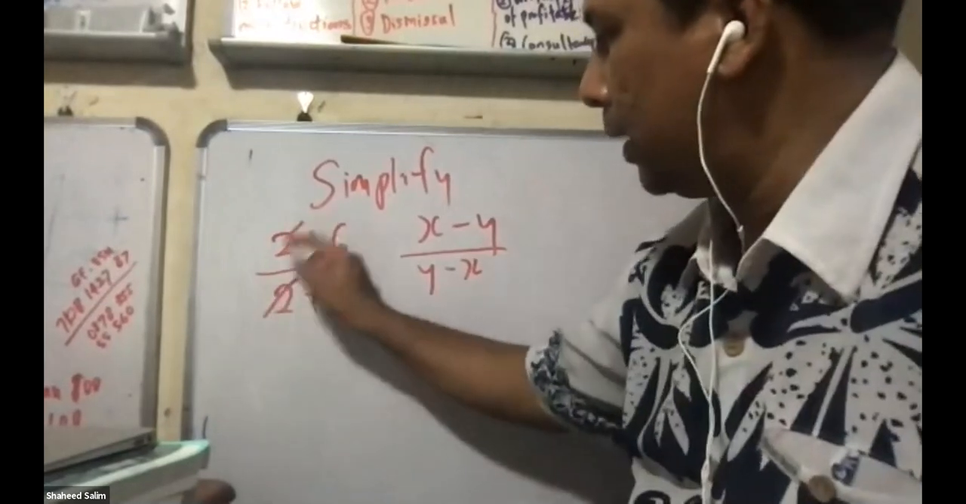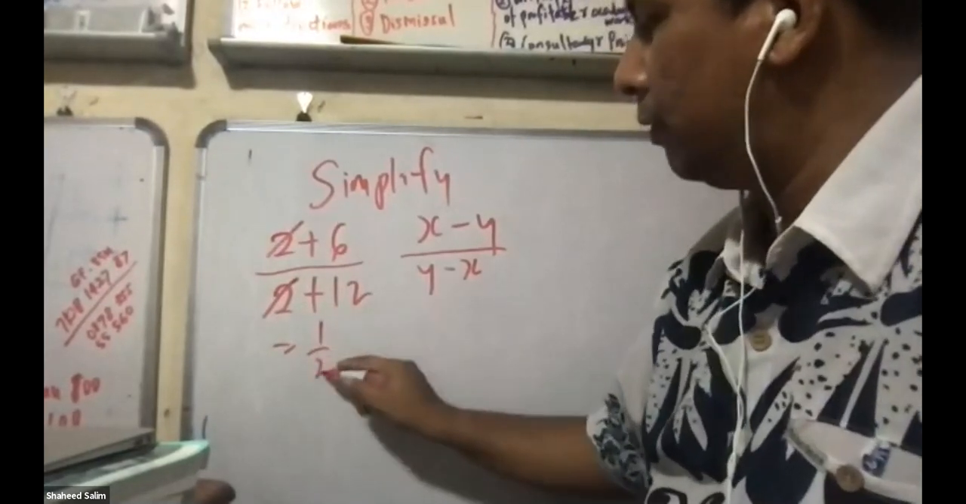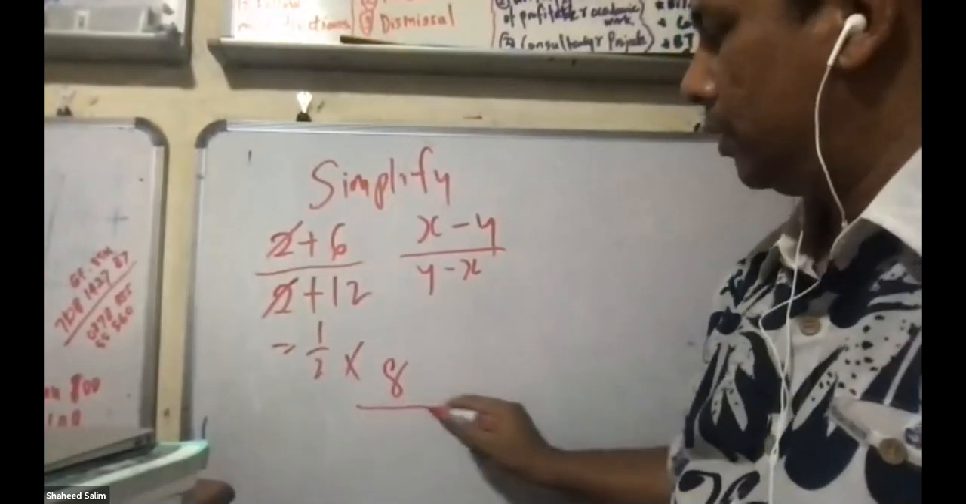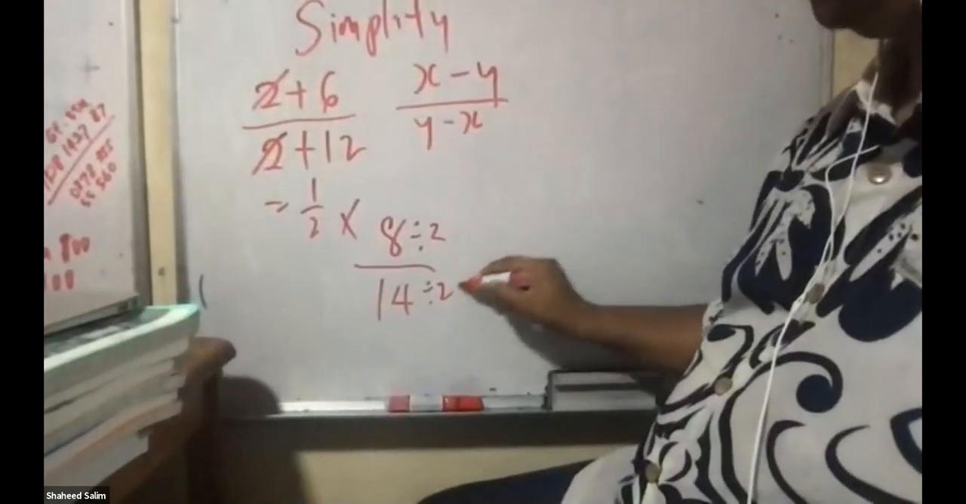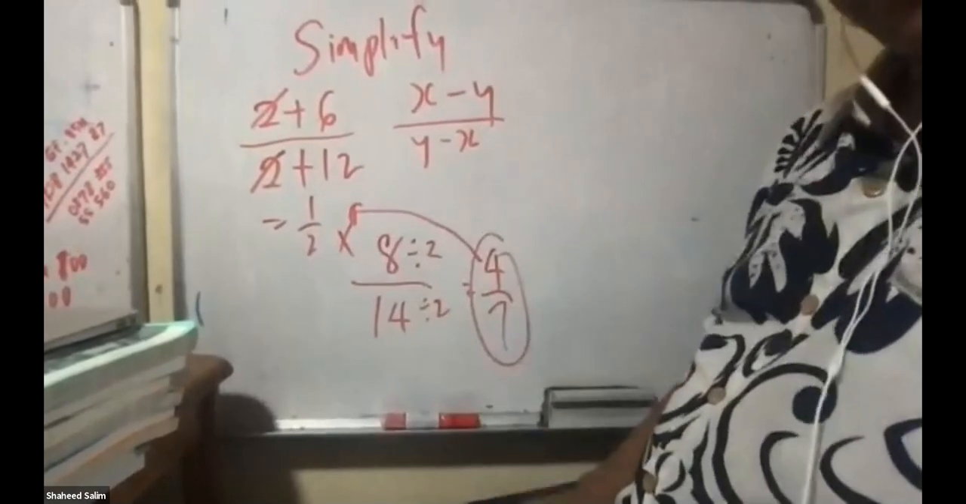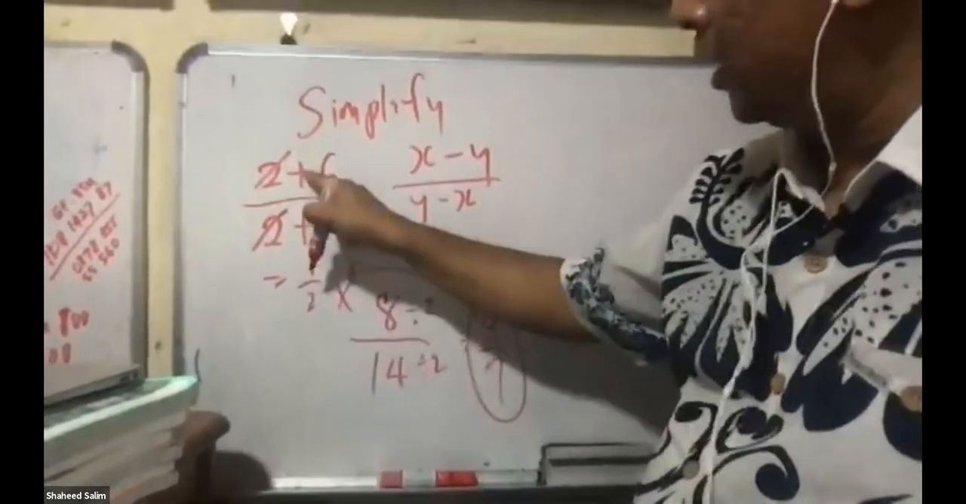You cannot cancel that. 6 over 12 is half, but that's not right. 2 plus 6 is 8, and 8 over 14 is not half. You divide by 2, you divide by 2, you get 4 over 7. How come you get half? Why? Because it's being added or subtracted.